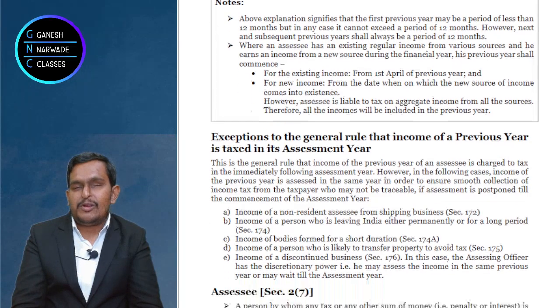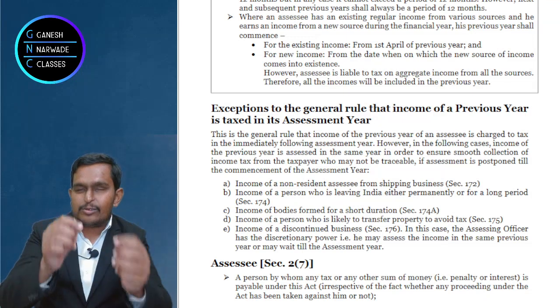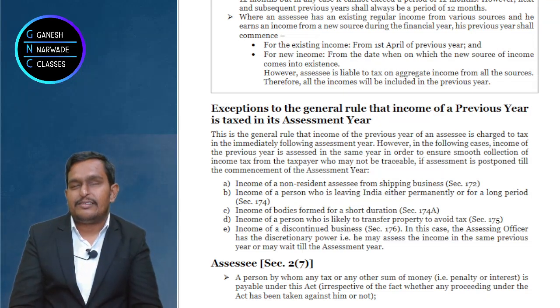You may ask me a question, sir, how will the government know? दुश्मन कभी बाहर नहीं होते, दुश्मन घर के अंदर ही होते हैं. The employees of the same organization, right? Family members of the same person will communicate to the income tax department. Most of the cases this only happens. They communicate to the income tax department that this person is trying to sell property just to avoid the tax.